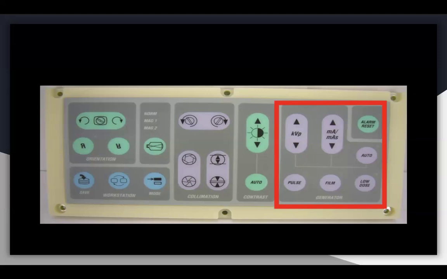We already talked about the alarm reset button. You have a pulse button right there that allows you to set what we were talking about, pulse imaging. And then this film button allows you to just take a spot film.